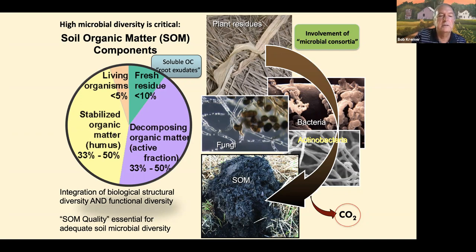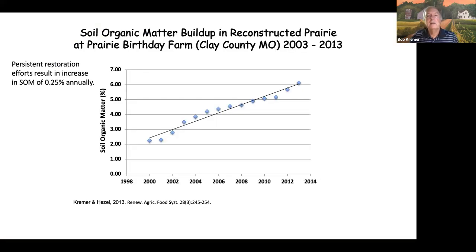activity. And then a portion of it goes into stabilized organic matter, which we call humus, that is responsible for the aeration, water absorption, and can sorb different minerals and even synthetic chemicals over time. And then microorganisms may take up 5% of that total organic matter. So that organic matter can be built up using a prairie management situation.